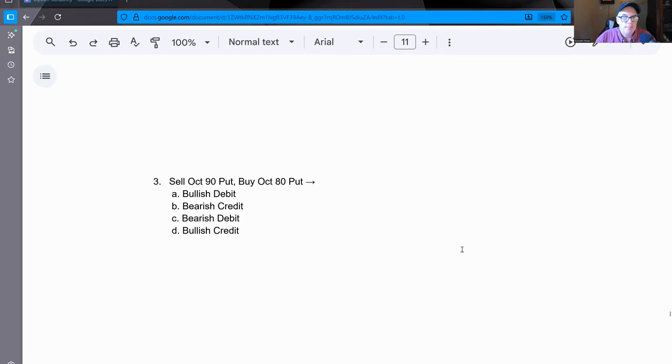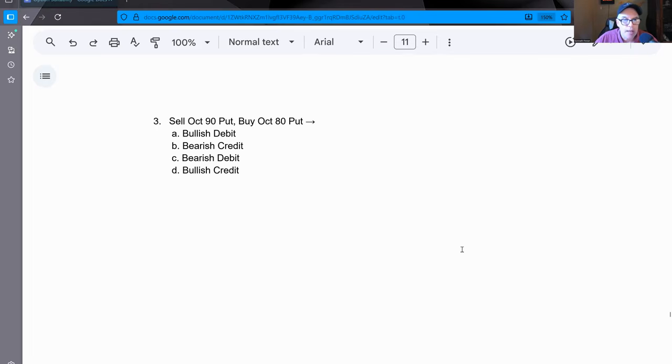Okay. 3. Sell a 90 put, buy an 80 put. Same month, so I don't worry about this. I worry about the strikes, not the months yet. So the higher one is 90. That's the dominant, so that's a sell. That means credit. That means narrow. That means expire. And selling a put is bullish. So this is a bullish credit spread. Letter D, baby. This is easy.